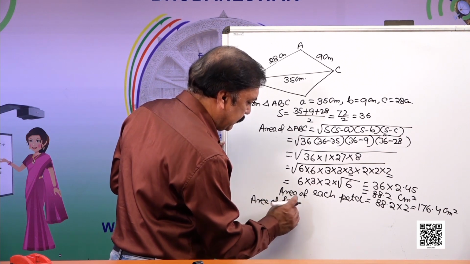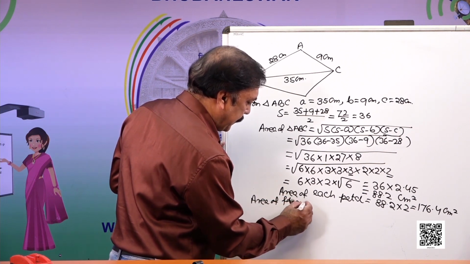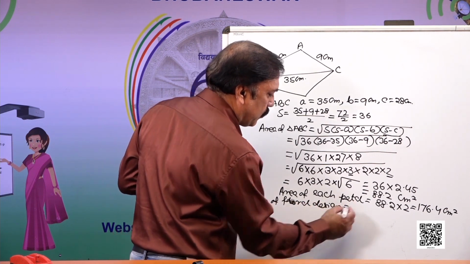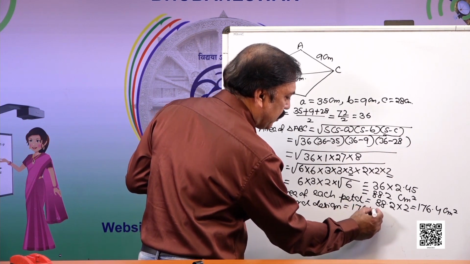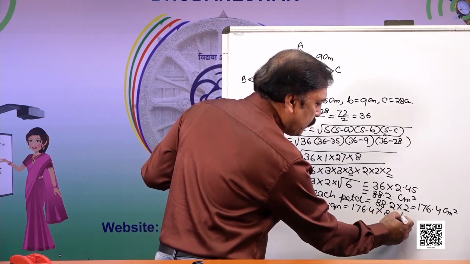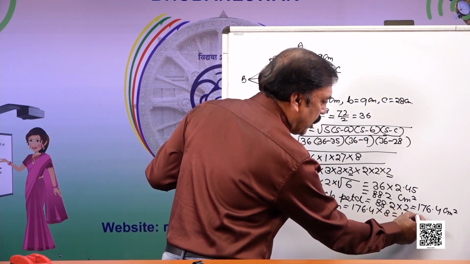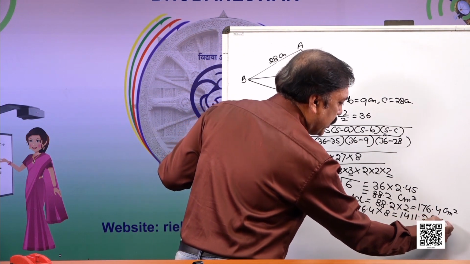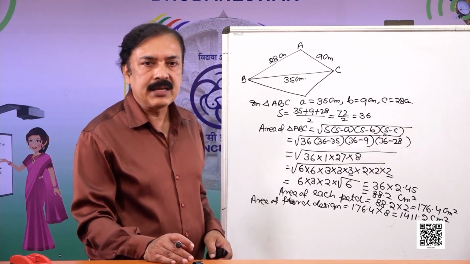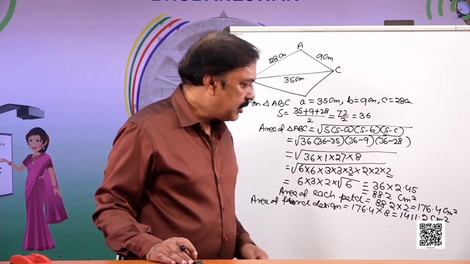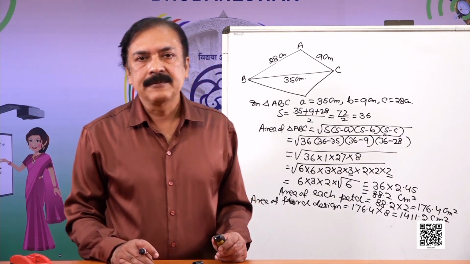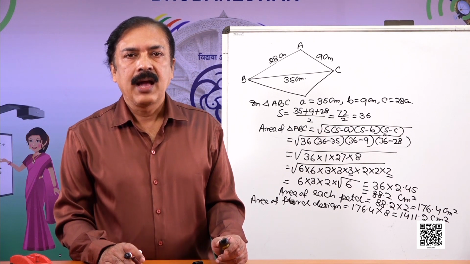And in our question we have 8 petals, so area of floral design is equal to 176.4 into 8, that gives 1411.2 centimeter square. So the area of the floral design is 1411.2 centimeter square. Dear students, let's have another question.